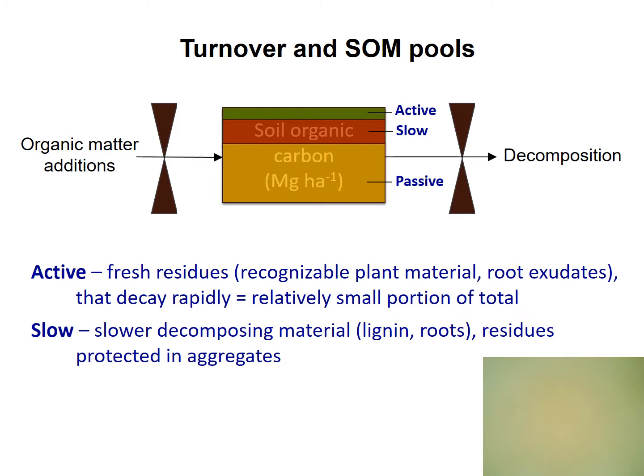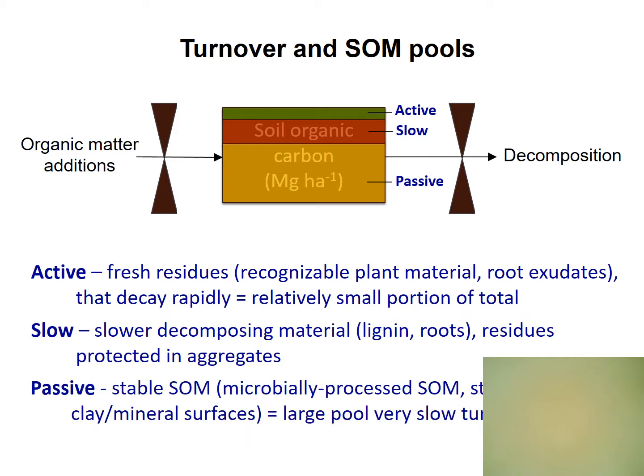And we have the slow cycling pool, and these may be more resistant molecules like lignin, or things like plant roots that still are decomposing, but on a slower time scale. It may be years instead of months before they're releasing nutrients. And sometimes just the fact that things are protected in aggregates can slow down decomposition, irrespective of its overall quality. And then we have this passive pool, which is often things that have been chewed up by microbes and turned into more complex compounds and end up getting stuck on clay and mineral surfaces.